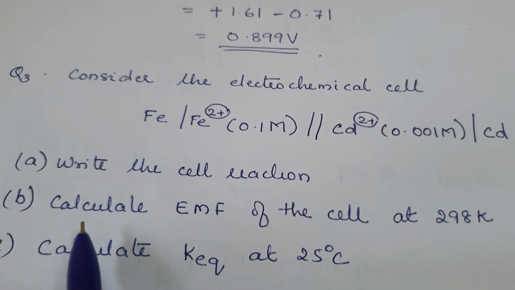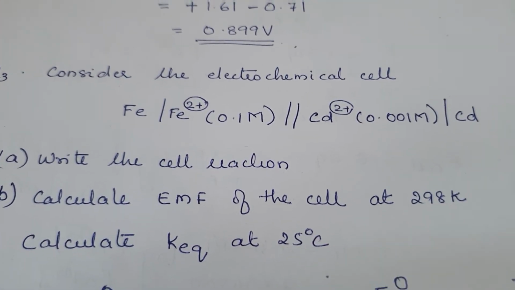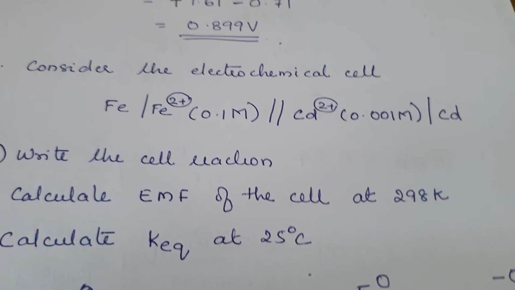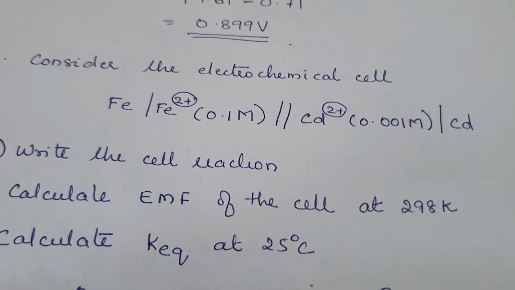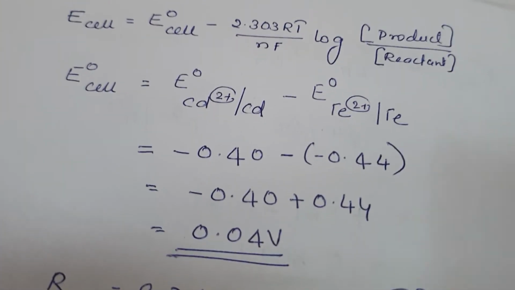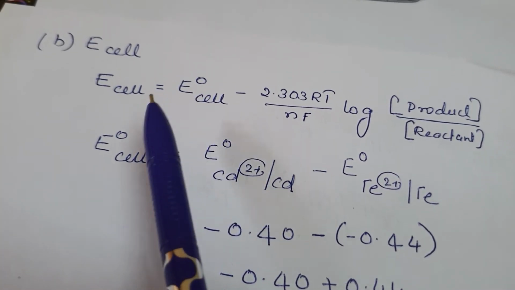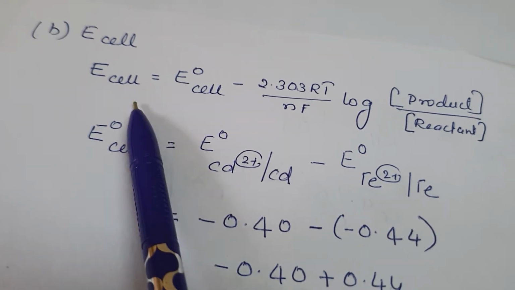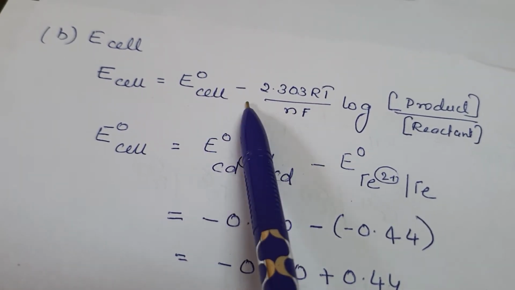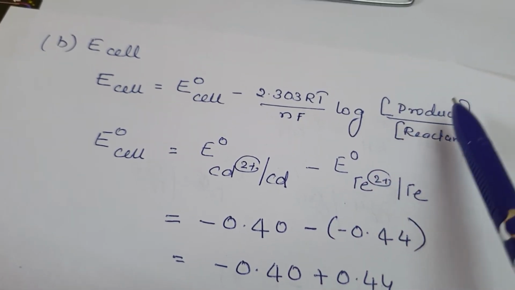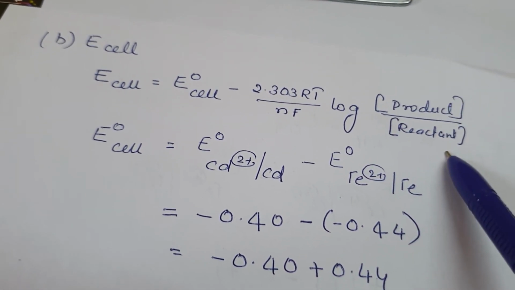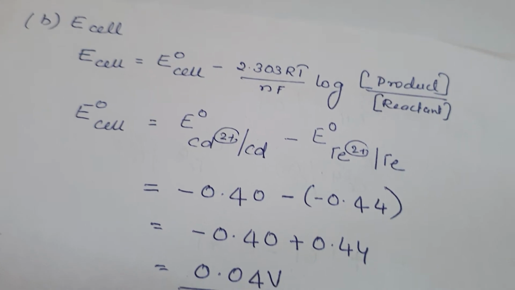And the next question is calculate EMF of the cell at 298 Kelvin. But here we know the concentration is given different. So it's not standard electrode potential. So what we have to make use of is the Nernst equation. Nernst equation, what is it? E cell is equal to E naught cell minus 2.303 RT divided by NF log concentration of the product over reactant. So we'll calculate one by one.